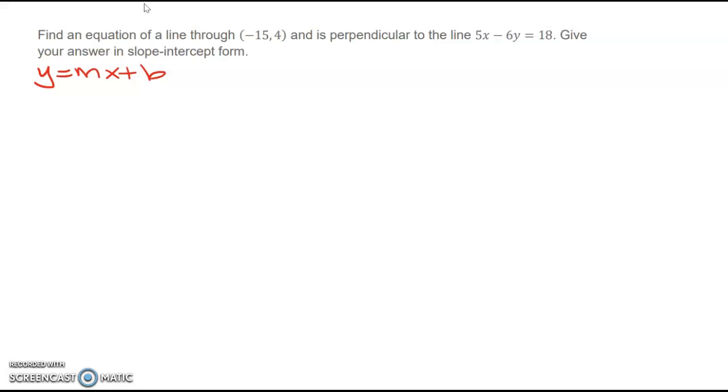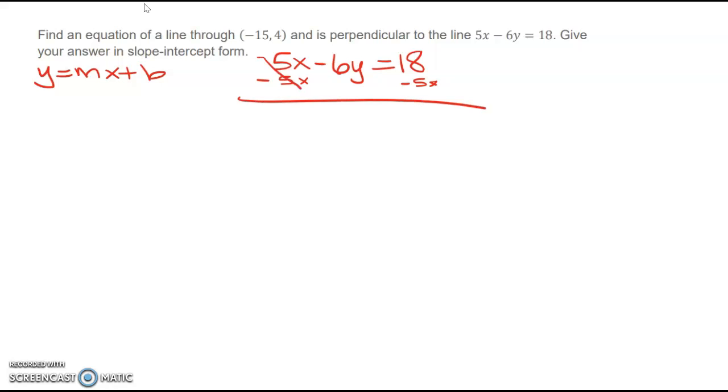So first, what we need to do is find the slope of this line, because lines that are perpendicular have slopes that are negative reciprocals. So first step, let's put this in slope-intercept form so that we can clearly see what the slope is. So we have 5x minus 6y equals 18. We want to isolate the y, so we'll first subtract 5x from both sides.